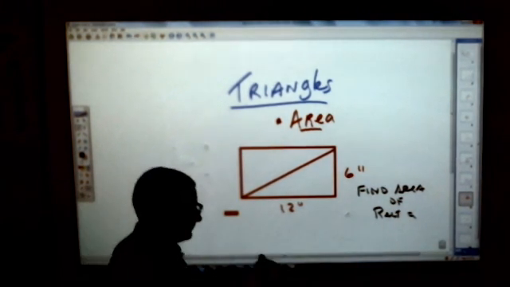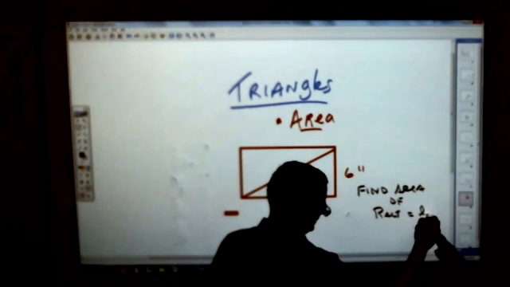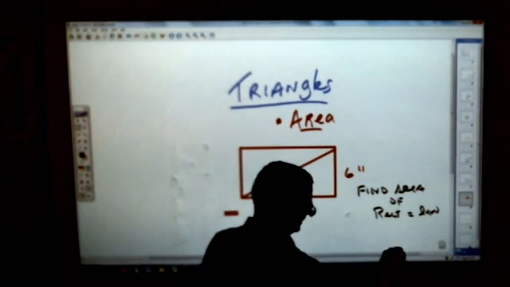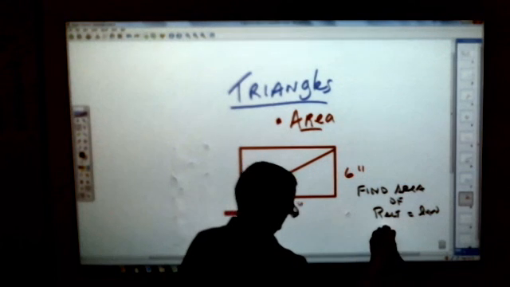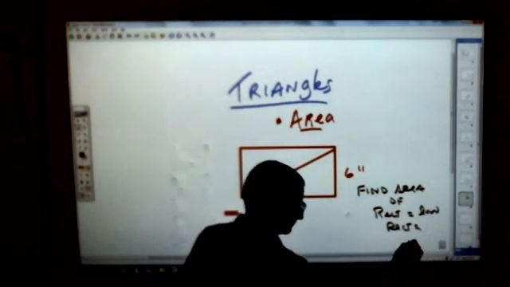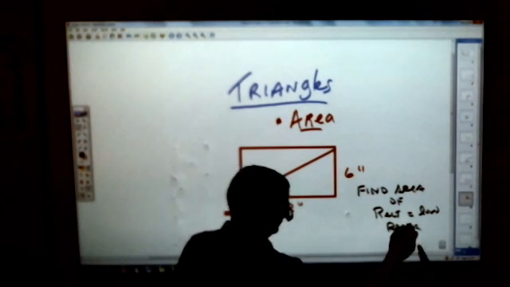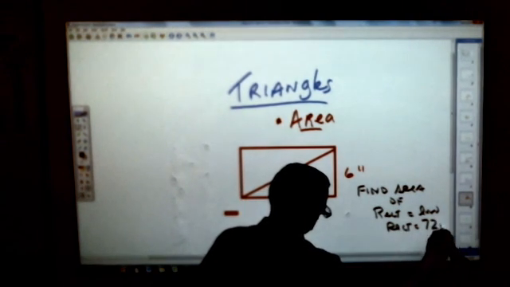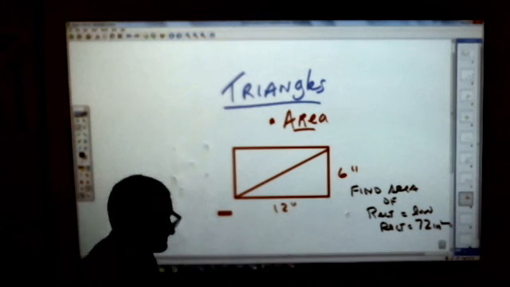And what is the area of the rectangle? The formula for the rectangle is length times width. So if I multiply the length times width, Victoria, I end up with 6 times 12, which is 72. And it's inches squared. But the book didn't stop there.